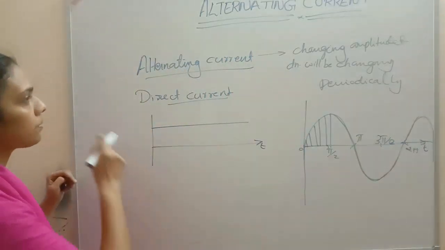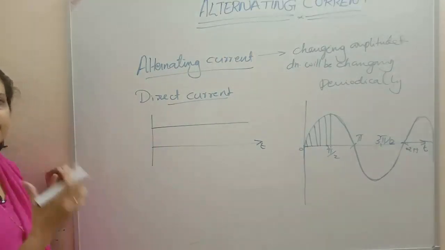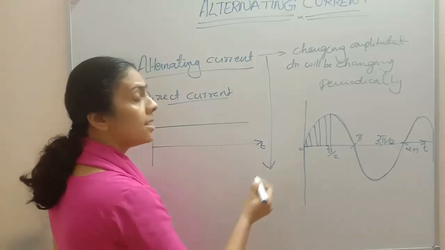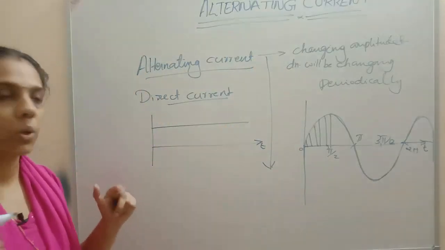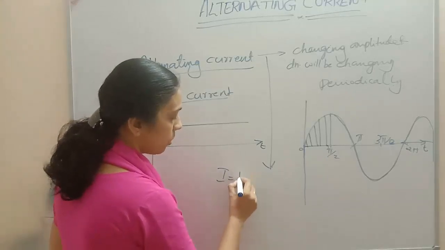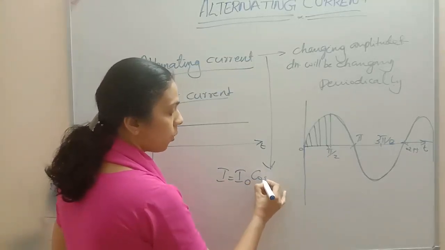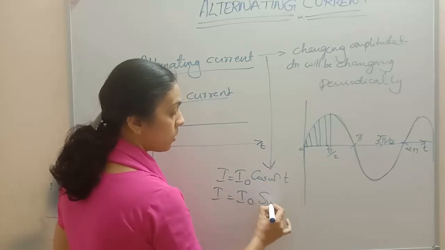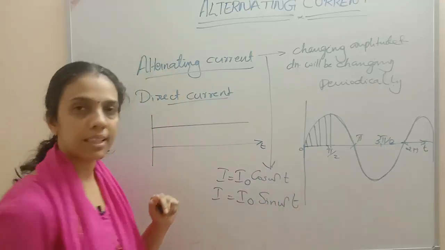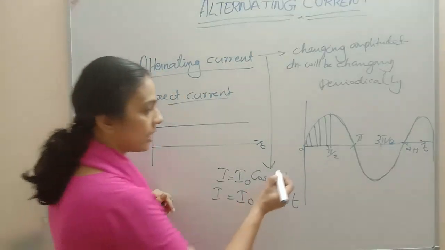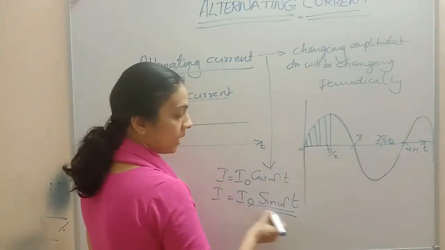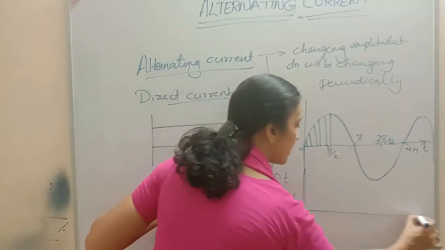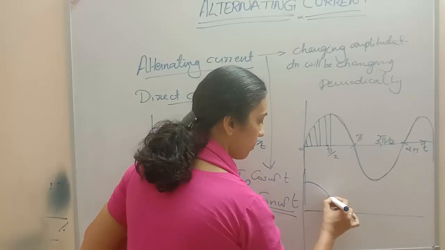First, how can we represent this alternating current? We can represent it as a sine function or as a cosine function. That means I equals I0 cos omega t, or we can represent it as I equals I0 sin omega t. If it is a sine function, the graph will be like this. If we are representing it as a cosine function, the graph will be like this.